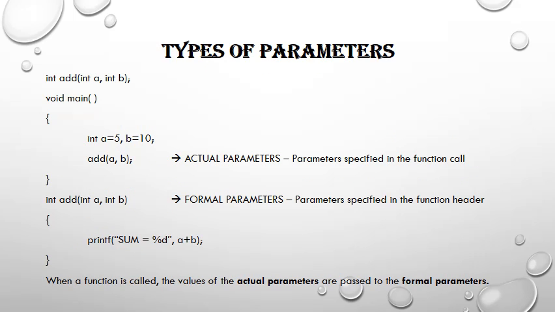Actual parameters are the ones in the function call, what we write inside the parentheses. They are called the actual parameters. And the arguments that appear in the function header and that are used inside the function definition are called the formal parameters, right? So actual parameters and formal parameters. These are the two different categories of parameters.